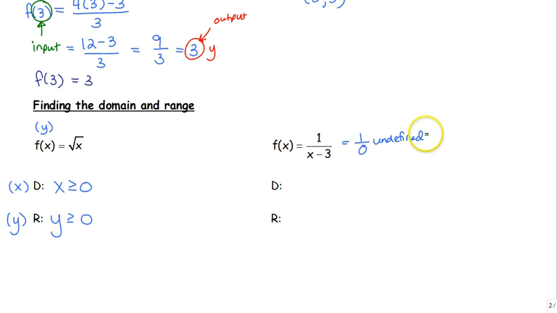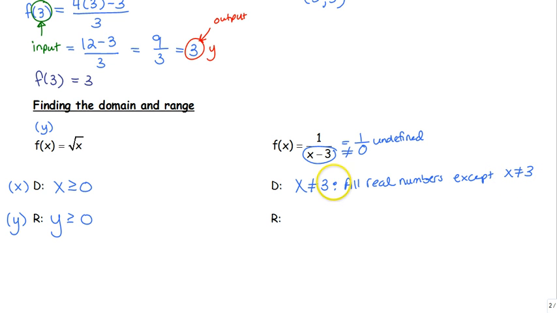So anytime you have a fraction, you want to be careful because the bottom cannot equal 0, because then you have an undefined number. The one number that's going to make that denominator 0 is going to be 3. Our domain can be any number except for 3. So our domain is anything but x cannot be 3. So all real numbers except x cannot equal 3.